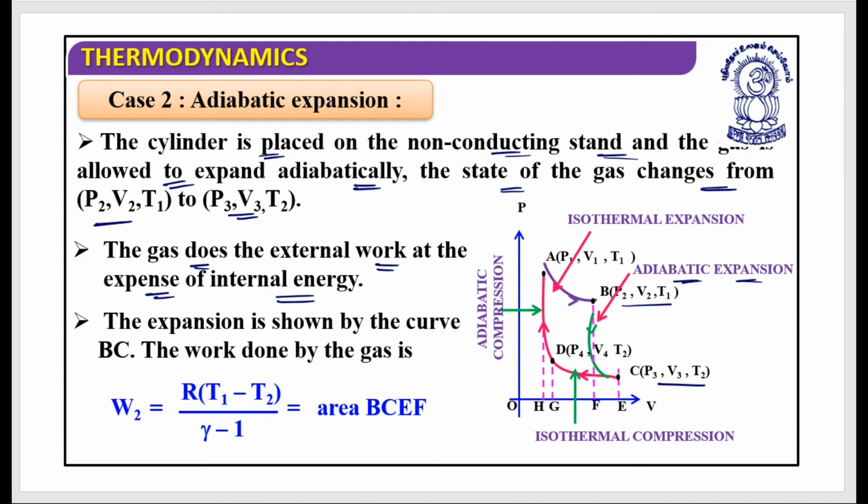This expansion is shown by the curve from B to C. And the work done by the gas in this situation is R into (T1 minus T2) upon (gamma minus 1). This is the area of the adiabatic process.